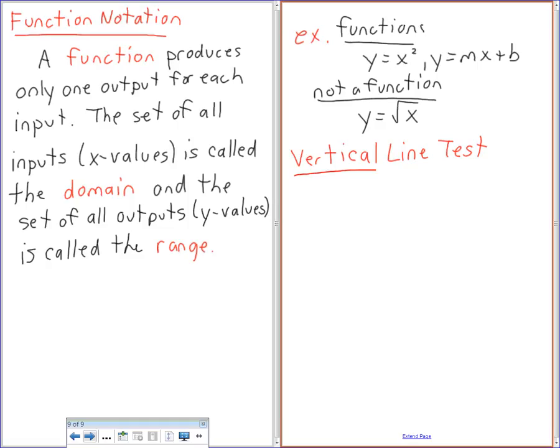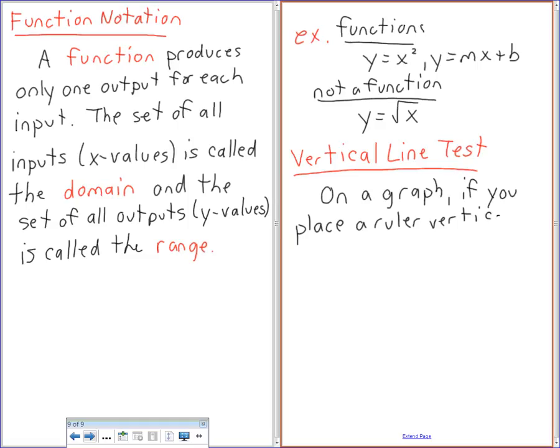Next I'm going to talk about the vertical line test. On a graph, if you place a ruler vertically and there's more than one y value, it is not a function.